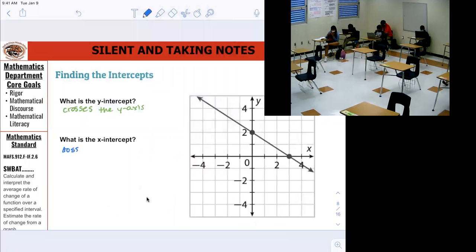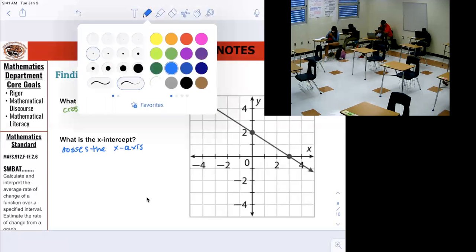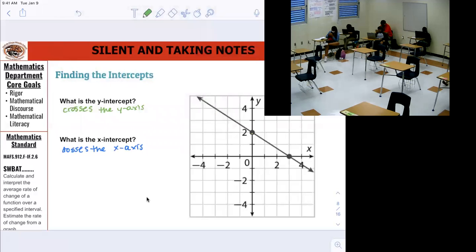Take a look at this graph I have here. Can anyone tell me what the y-intercept is in this graph? Where is the line crossing the y-axis? (0, 2), right here. So my y-intercept is 2. It's at (0, 2), but the actual y-intercept is just the y value. So here, the y-intercept is 2.